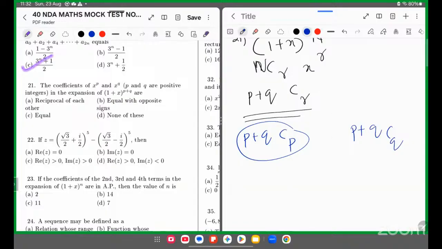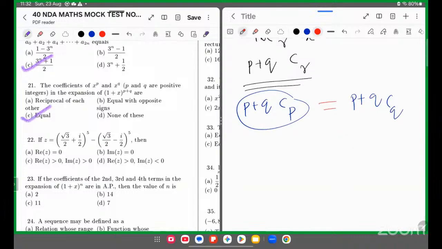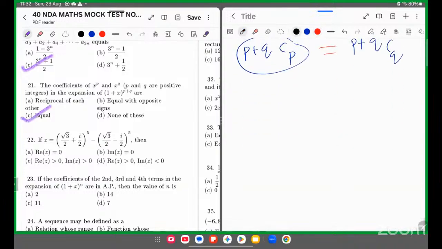And as per the property of combination NCR, P plus Q CP is same as P plus Q CQ. So I can say that they are equal, option A. Option C.